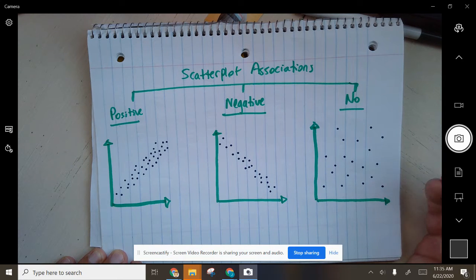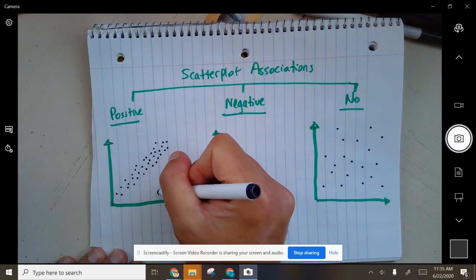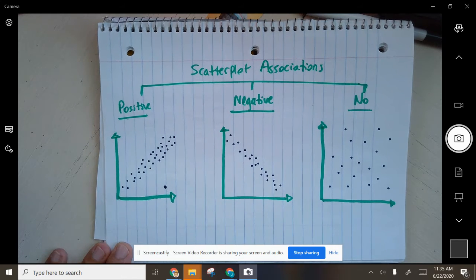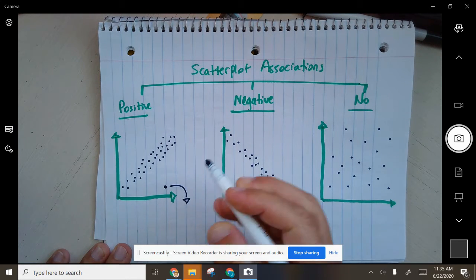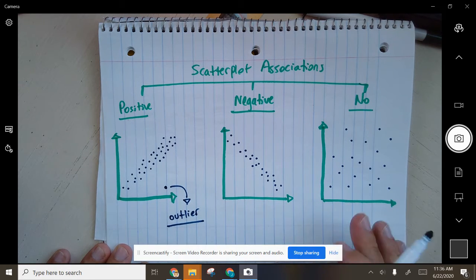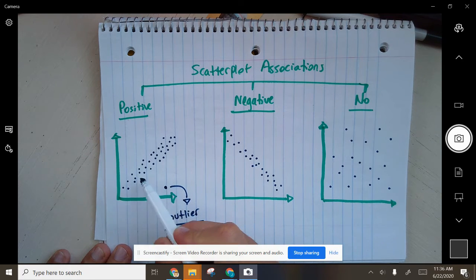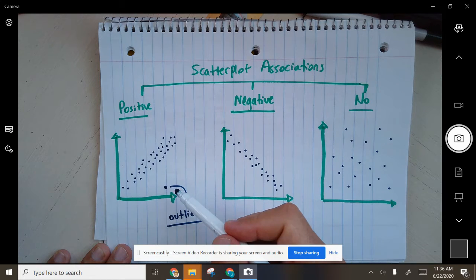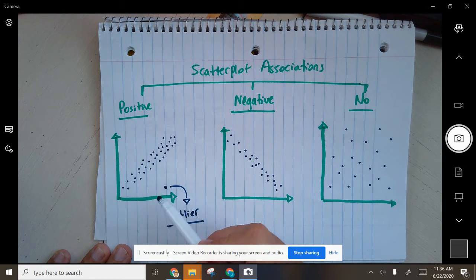Now, there's another couple vocabulary words I want you to think of. What if I put a point here out of nowhere? This one is called an outlier. An outlier is something that's way out of the data that doesn't really make any sense. It's just not really part of it. You can just kind of disregard this.